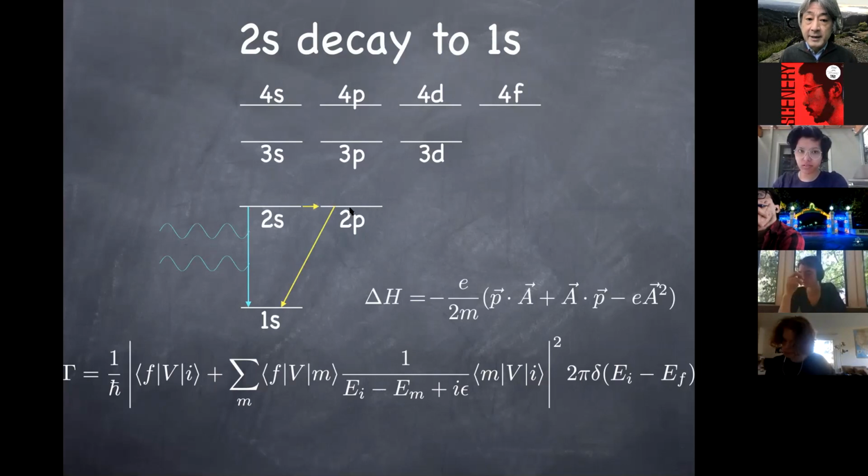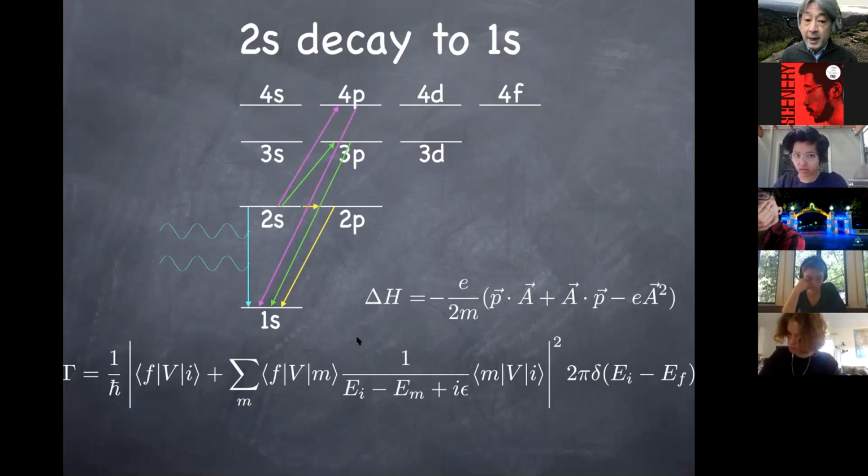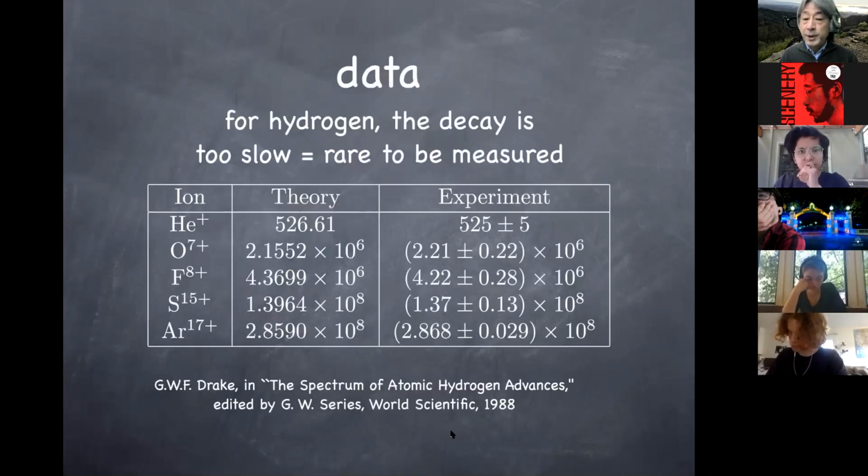And to be precise, this is a state with 2p with one photon. And you do similar things for 3p, 4p, and so on. And you have to add up all the possible intermediate states in this process. And that's how we computed this two photon process. And for hydrogen, as far as I know, this process had not been measured because it's too slow, meaning it's too rare to be observed.